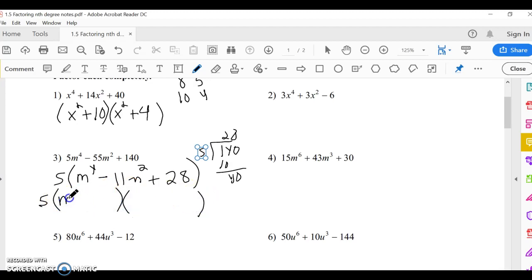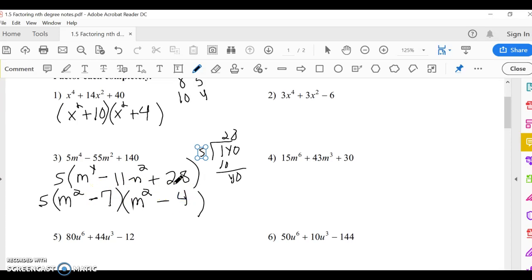We have m squared and m squared. Now if we look at the positive 28, and we have a negative 11 inside, we have to think about the factors of 28 that make 11, but the signs are important. Because we have a plus sign at the end, we are going to end up having two minus signs in the middle, because we need to get negative 11, but they need to multiply together to get positive 28. So 7 and 4 are your choices.